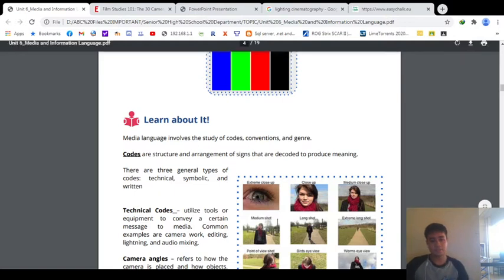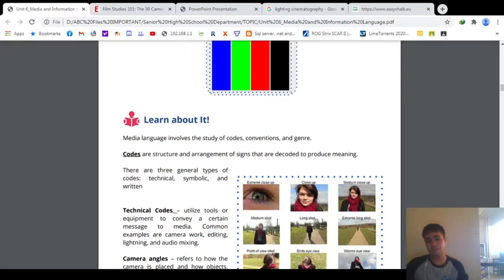Okay? So next is editing, and the editing plays an important role in the film. Then next is lighting. Then next is audio mixing. Sounds also play an important role, no? Sound is also a supplement for the film.